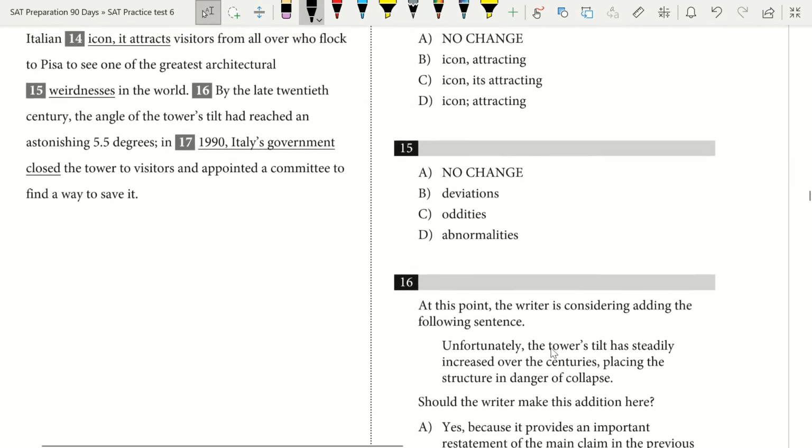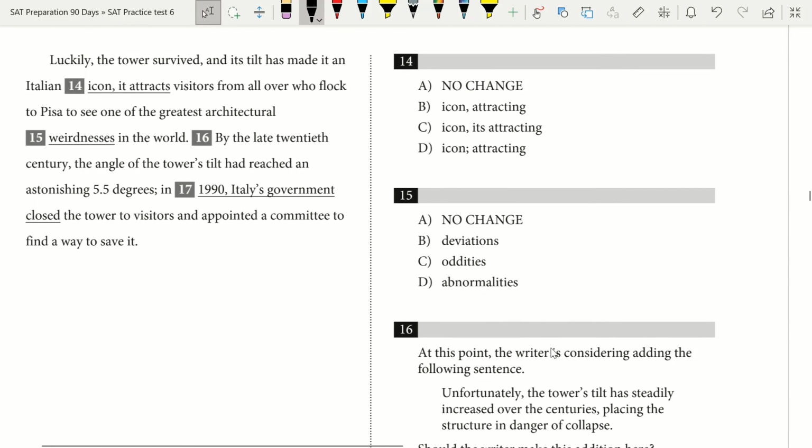Now we've got question 14. So luckily the tower survived and its tilt has made it an Italian icon. Now I have a comma here, and I see I have the word it. I talked about this before, but anytime I already said my subject, which in this case is the tower, and I see a comma and then I say it, or I were to repeat the word the tower, I want to get rid of it because I already know what I'm talking about. And then if I have a verb after that, I want to get rid of whatever is at the end and put an ing. I've talked about that before.